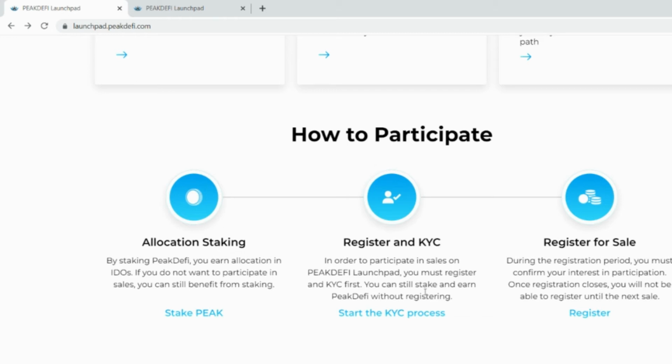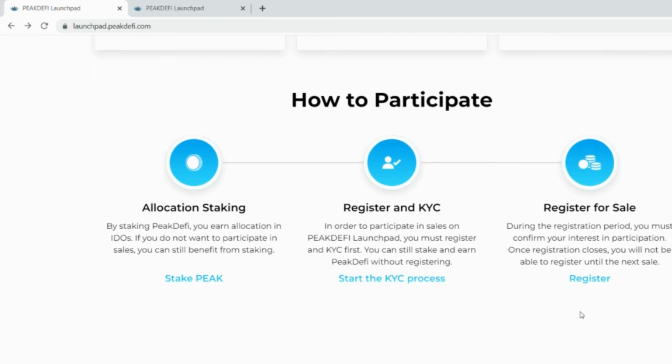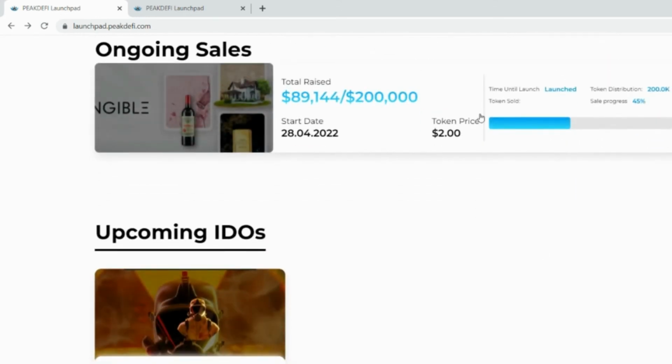After that, you have to wait for one of our IDOs to start the whitelisting or registration period. So if the time has come, you can simply click here on register and you will see the ongoing or upcoming sales. So if you haven't registered for one of our IDOs, you have to do that first. But today I will show you how you can participate in the sale process. So I have already registered and got whitelisted, and now I can participate in the sale process.